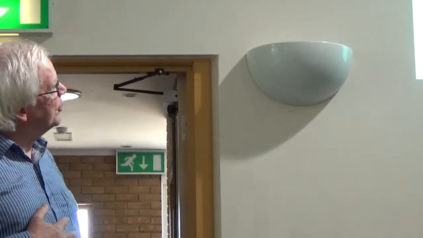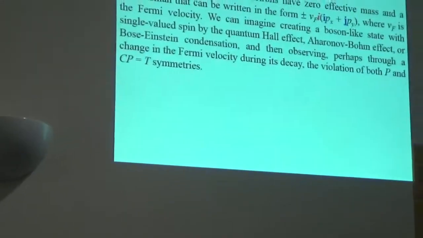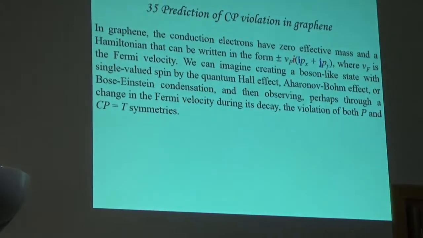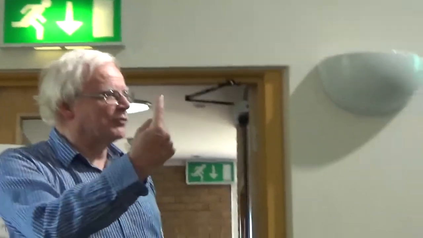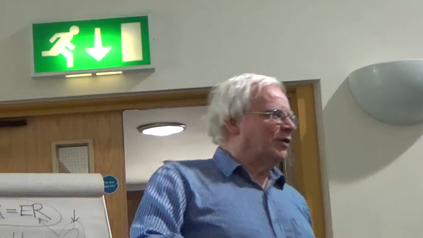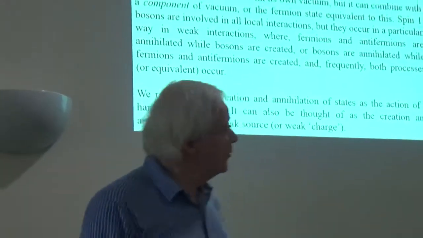And in doing that, you would necessarily change the Fermi velocity. If you change the Fermi velocity of a fermion, if you reduce it, for example, you must have increased the mass from seeming zero to something. So if you get a reduction in the Fermi velocity under a quantum Hall effect or something like that, then you will have observed CP violation in graphene. Anyway, it's just a prediction.